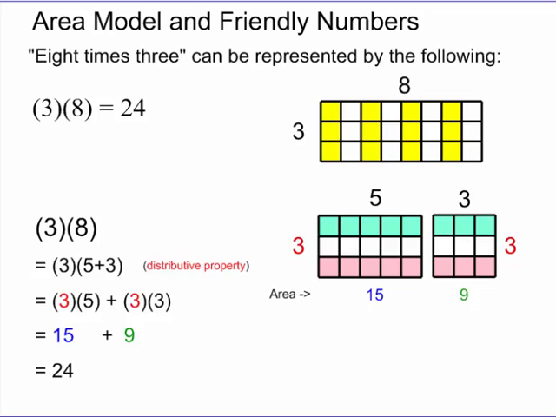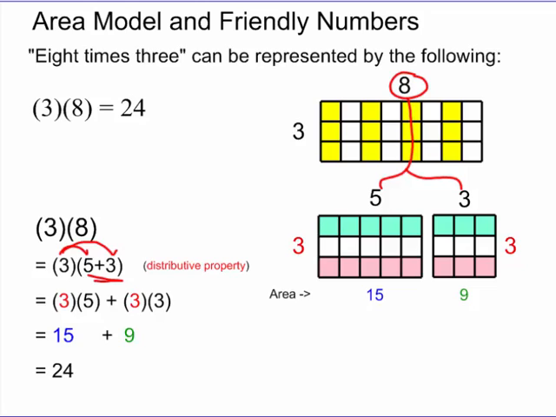And what we can see here is the 8 is broken down into a 5 plus 3 right here. So that 8 and that 5 plus 3 is really how this 8 is broken down into these two pieces. And then the distributive property says that I am going to distribute that 3 that's multiplied out front to both parts, both the 5 and the 3.